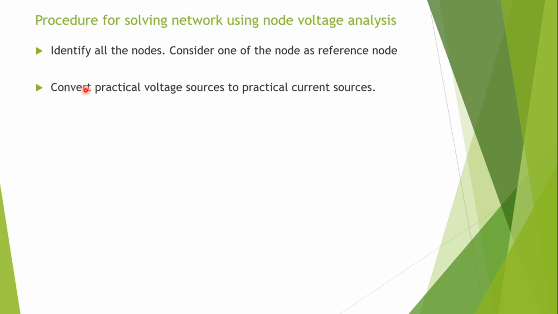Second step, convert all practical voltage sources to practical current sources. Similar to the mesh current analysis, here you need to convert all practical voltage sources to practical current sources. Next, assume node voltages for each node except the reference node. So all the nodes we identified in the first step except the reference node, you need to assume some node voltages V1, V2, V3, something like that.